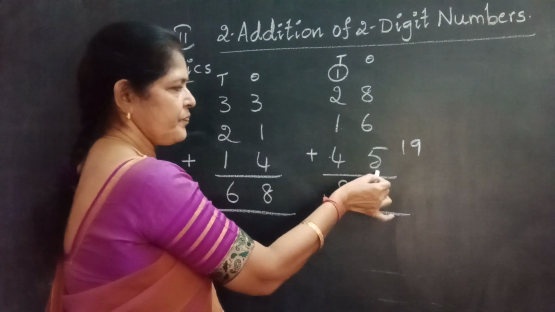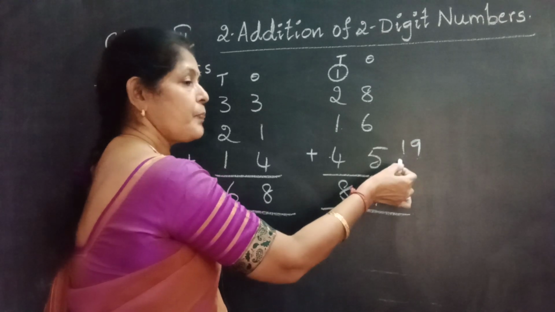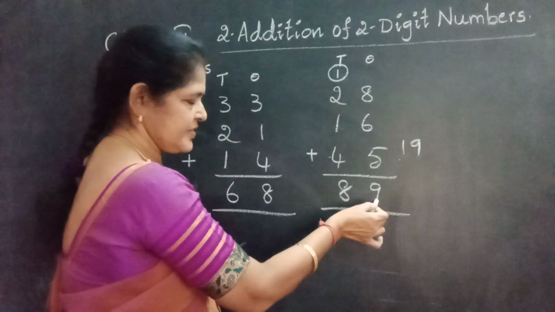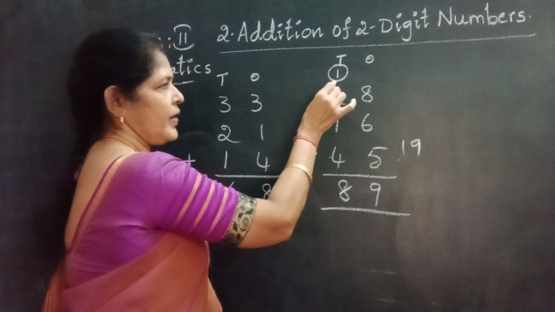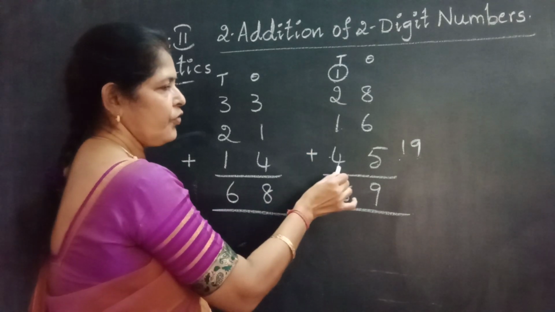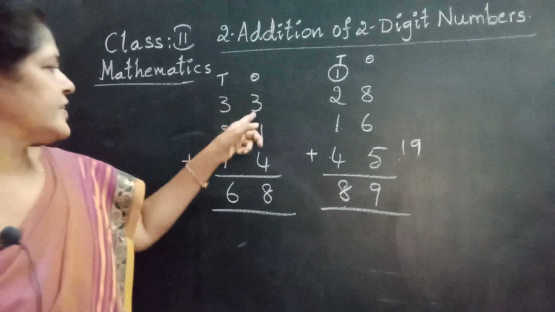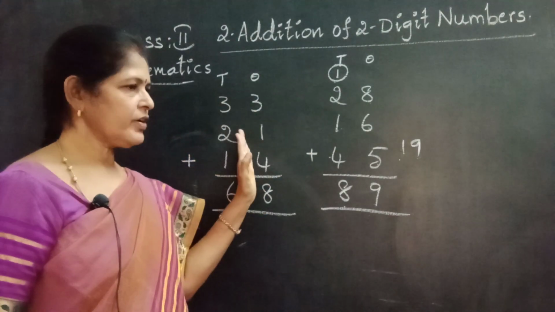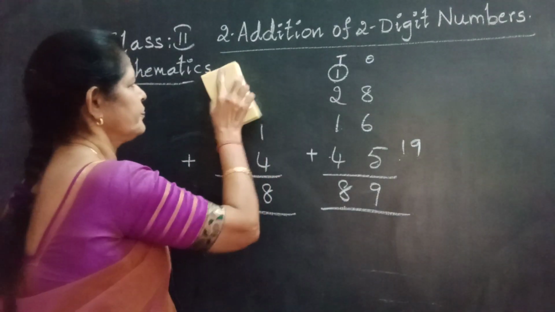Adding ones, we get a 2-digit number. Split the number. That means the ones digit goes in the ones place, and the tens digit is carried forward to the tens place. Now 1 plus 2, 3. 3 plus 1, 4. 4 plus 4, 8. This is 2-digit numbers, 3 lines, without regrouping and with regrouping. Okay, next one.